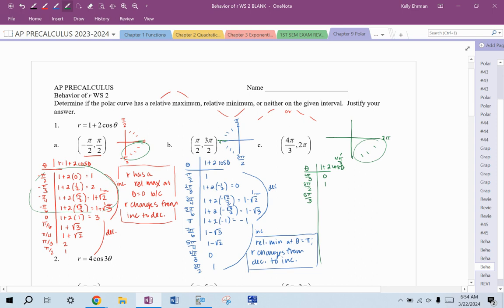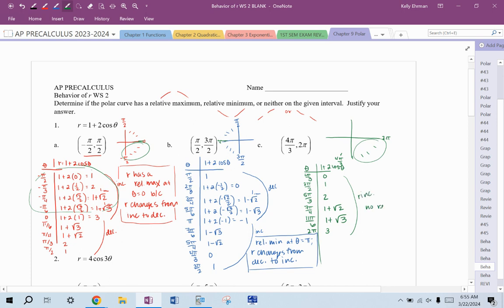So 5 pi over 3, same as negative pi over 3, should get 2. And then 7 pi over 4, it's the same as negative pi over 4, coterminal anyway, so 1 plus radical 2. And 11 pi over 6, coterminal to negative pi over 6, 1 plus radical 3. And finally, 2 pi should be the same as what I got when I plugged in 0. That was 3. So let's see. These values are increasing, right? 0, 1, 2, 2 point something, 2 point something, 3. So this time r is increasing on the entire interval.